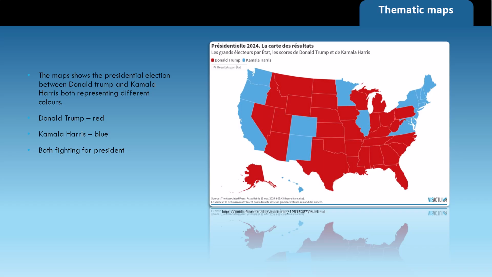Thematic maps. The map that shows the presidential election between Donald Trump and Kamala Harris, both representing different colors. Donald Trump representing the red, Kamala Harris representing blue. They are both fighting for president.